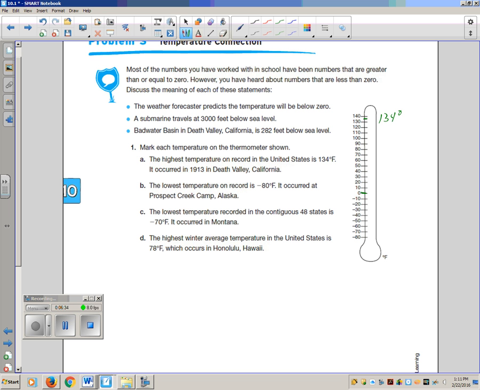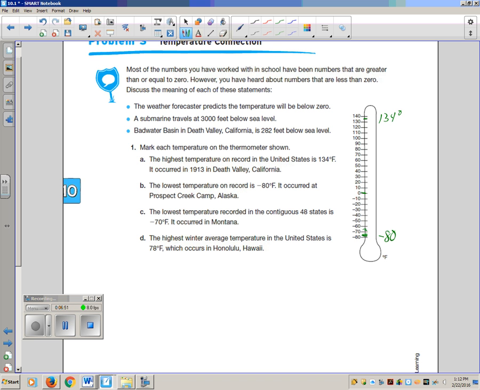Here's 0. Negative 80 is all the way down here. That is really cold. Negative 80. The lowest temperature recorded in the contiguous 48 states is negative 70 degrees. It's a little warmer than negative 80.